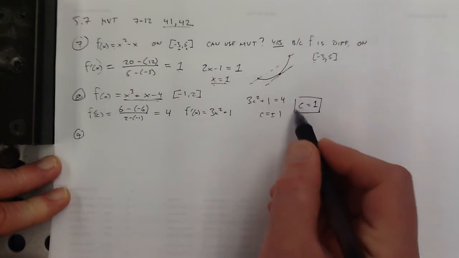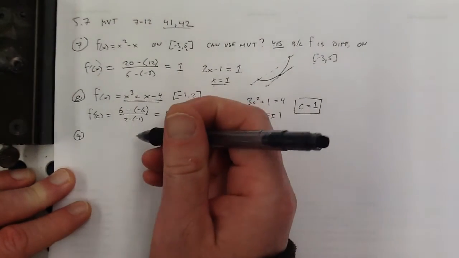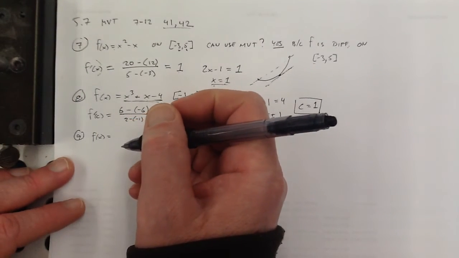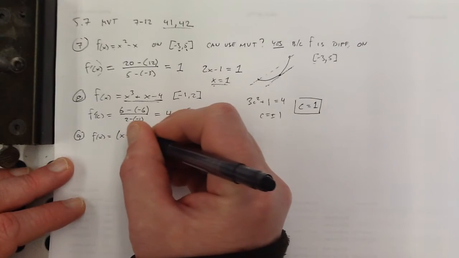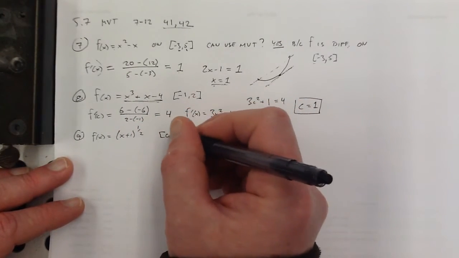That's important. Got to make sure that your answer is inside that interval. Number 9. f of x is equal to (x plus 1) to the 1/2 on the interval from 0 to 3.